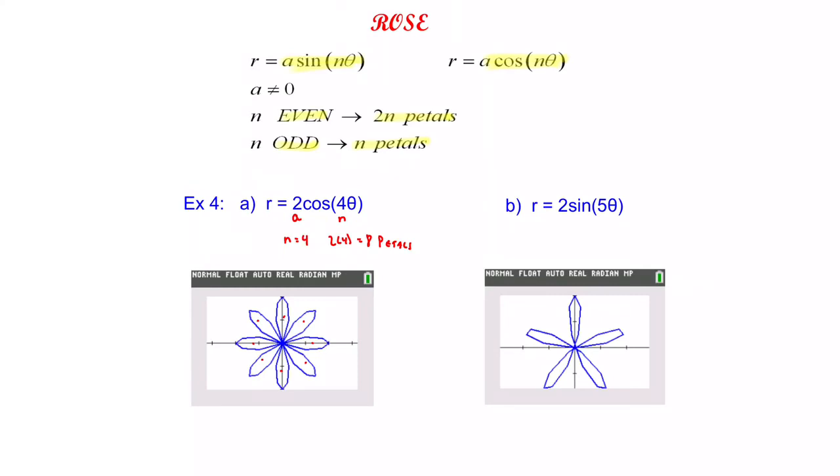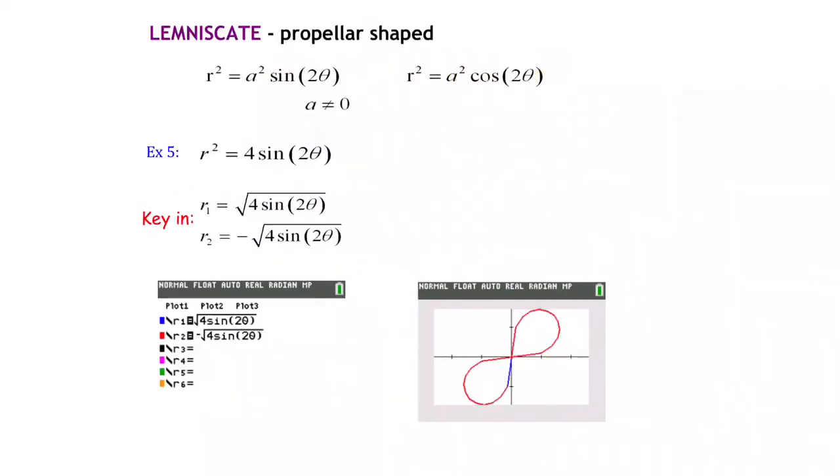On 4b, a is still equal to 2. This time n is 5. So if n is an odd number, then that means we will have that many petals on the rose. 1, 2, 3, 4, 5. So the rose is r equals a sine or cosine of n theta. If n is even, you have 2n petals. If n is odd, you have n petals.